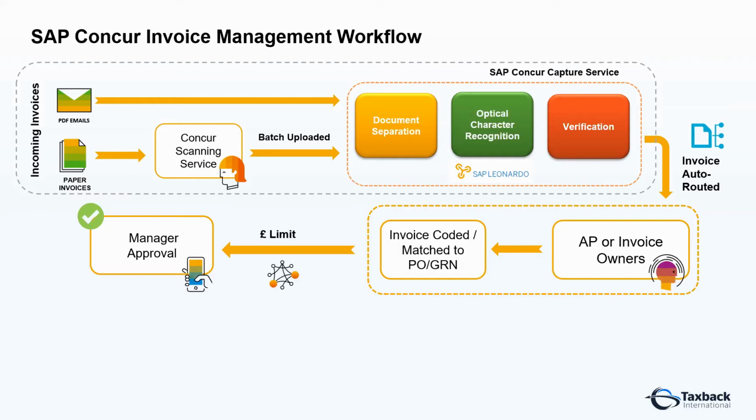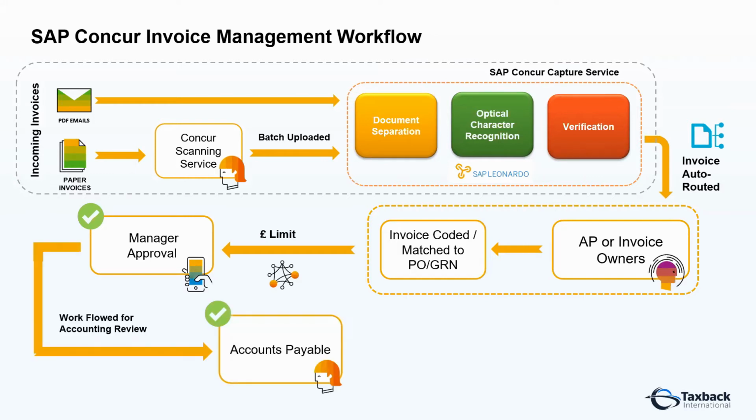Once these invoices are routed to the respective users, the invoices can be coded, and they can be matched to purchase orders and goods receipts. Any exceptions can be resolved by the end users. And then these invoices can go through the workflow process where a manager can approve those invoices, or a number of managers can approve those invoices before they go to AP for a final accounting review.